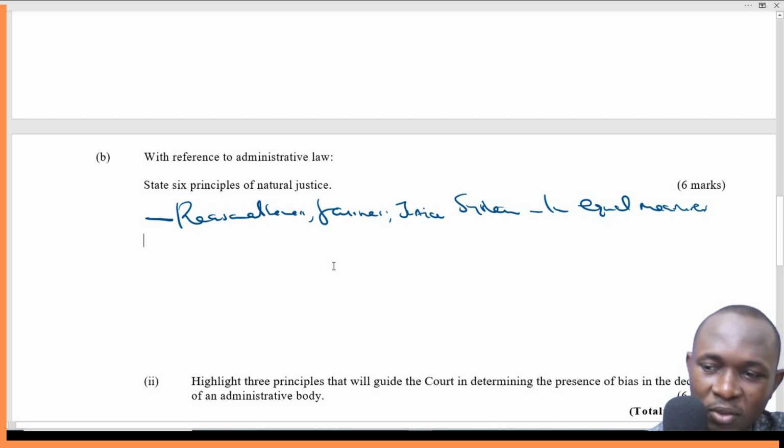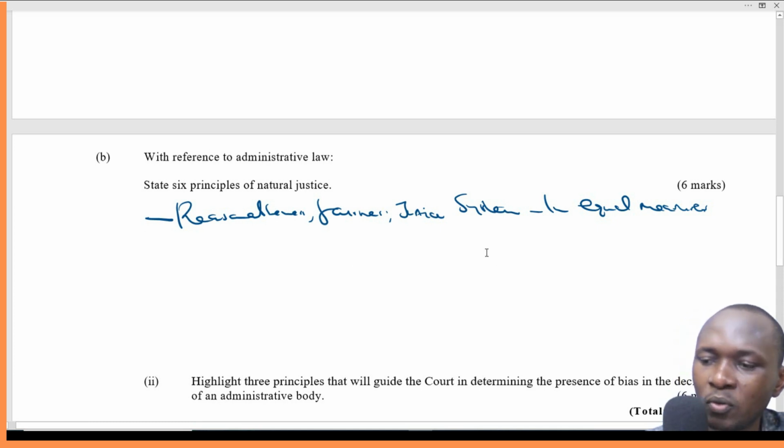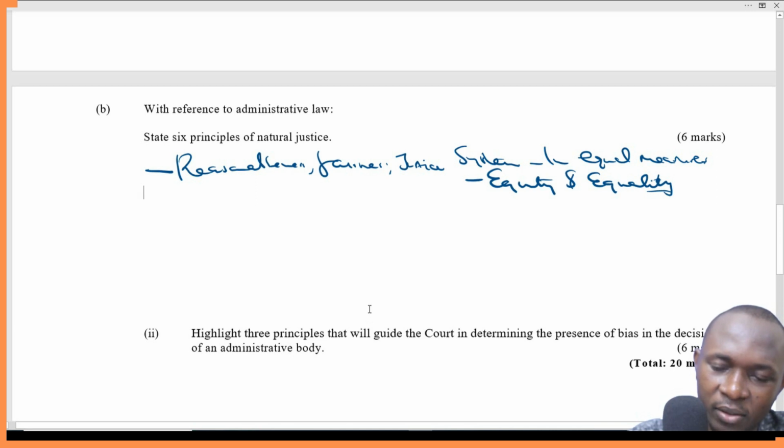There should be reasonableness, fairness, and justice in the dispensation of law, so as to ensure equity and equality at the end of it all. There should not be any one person who is favored over the other. The law should treat each and everybody equally.